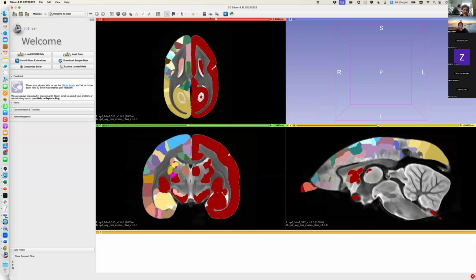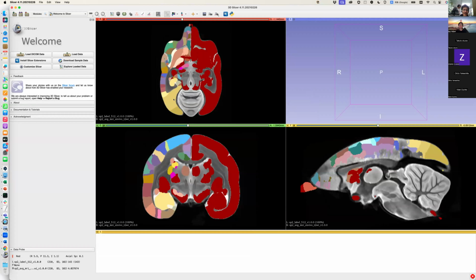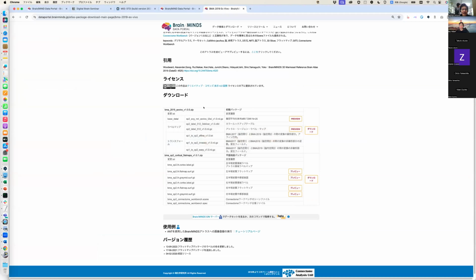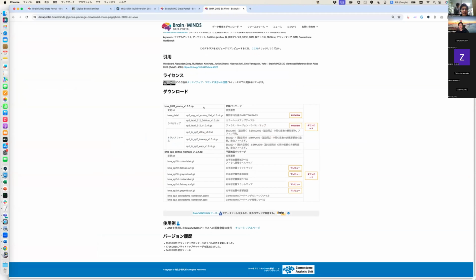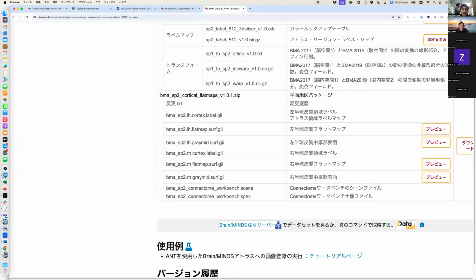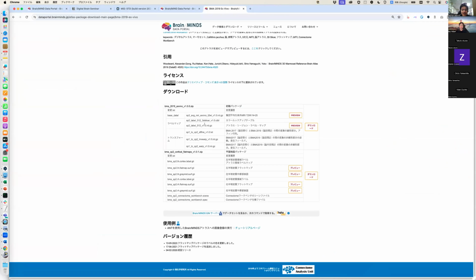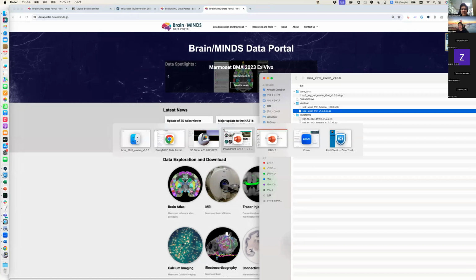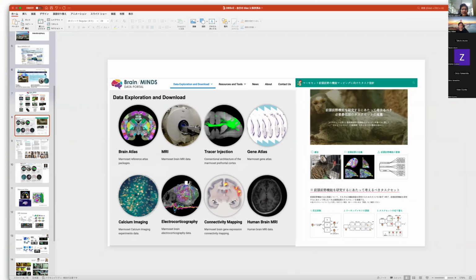But anyway, this region is divided into brain regions. It also provides transformations from different atlases. This is the standard brain of the marmoset, and this brain data set is also stored here. This is a flat map in GIfTI format, and we can see the connectome or something. I'm sorry, this is very technical, but anyway, these kinds of things we can download.